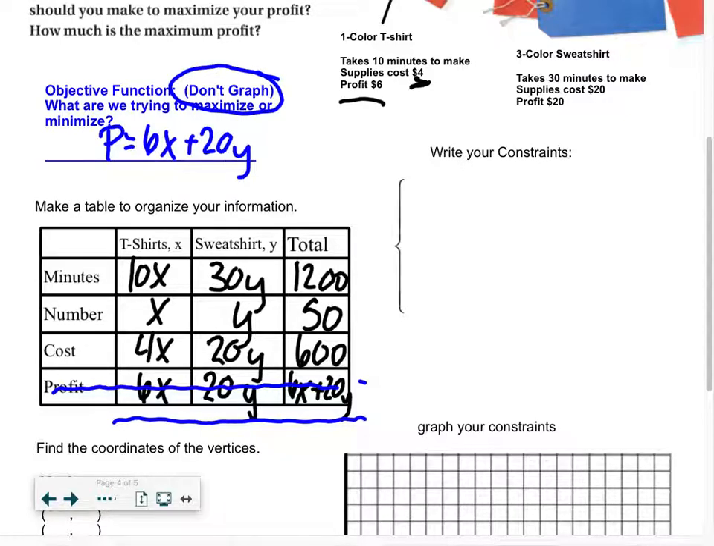Okay, now we just gotta write our constraints. I pretty much have all my info here. I just gotta figure out my signs. So my first one, I know, takes 10 minutes for t-shirts, 30 minutes for sweatshirts, and I only have 1,200. So can my 10x plus 30y be bigger than 1,200? No, it has to be less than or equal to.